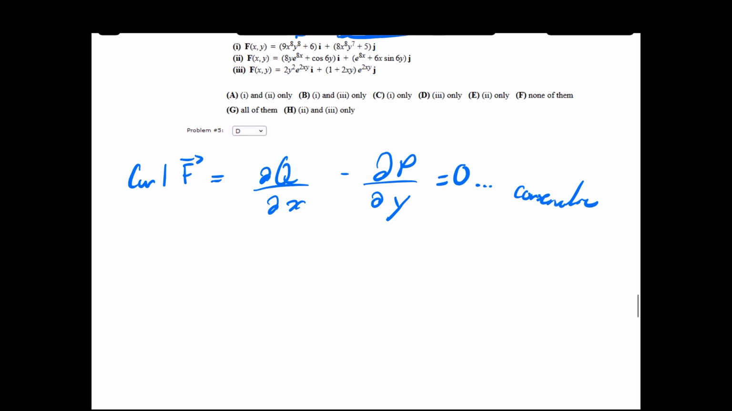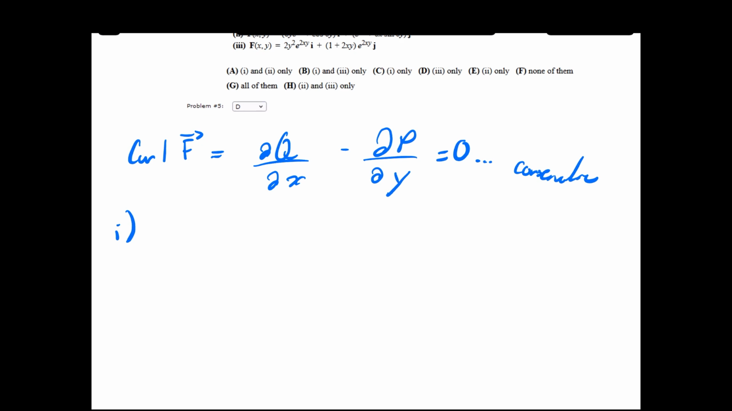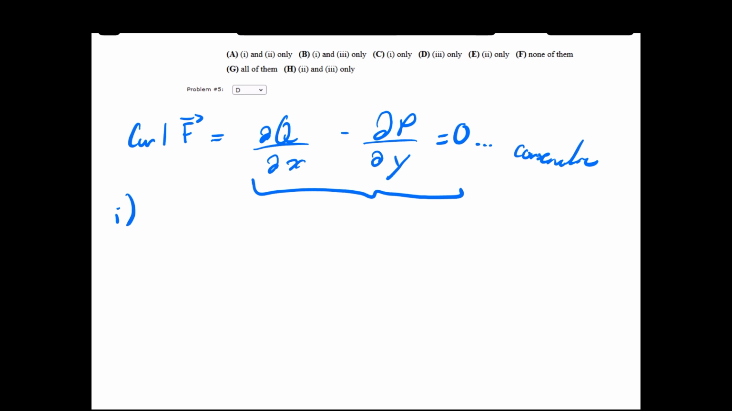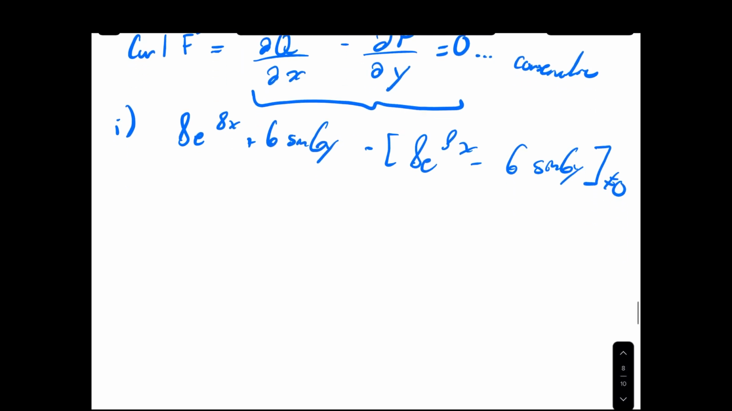Okay, so if I calculate the first one, and remember, we're going to be using the same formula, which is this one, all throughout. The first one, after it was calculated, was 8e to the 8x minus 6 sine 6y. And because we're going to have that positive 6 sine 6y, this does not equal 0. So it's not a conservative force.